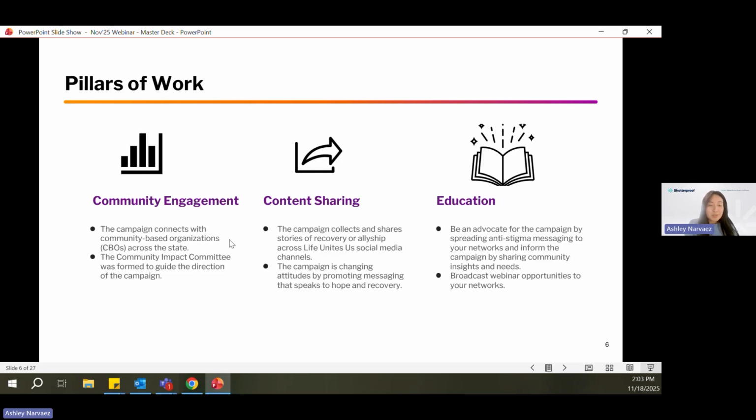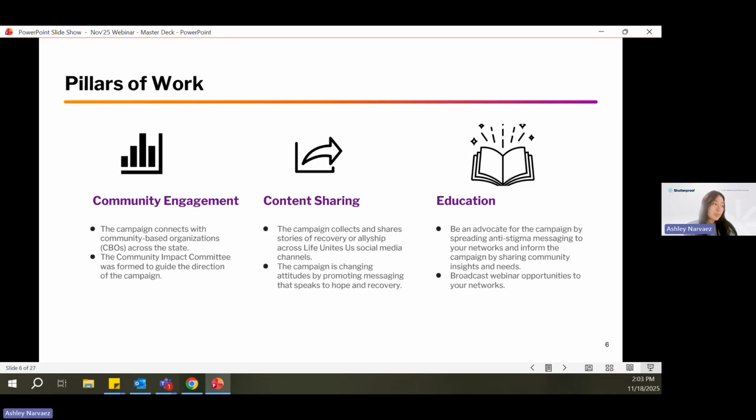In terms of our pillars of work, there's a few ways that you can get involved with our campaign. We regularly connect with community organizations on the ground to make sure that our campaign is leveraging their perspective. We have a community impact committee that is made up of community leaders across the state of Pennsylvania working in the substance use disorder space. We meet with them on a regular basis to make sure that we're guiding the direction of our work with their feedback.